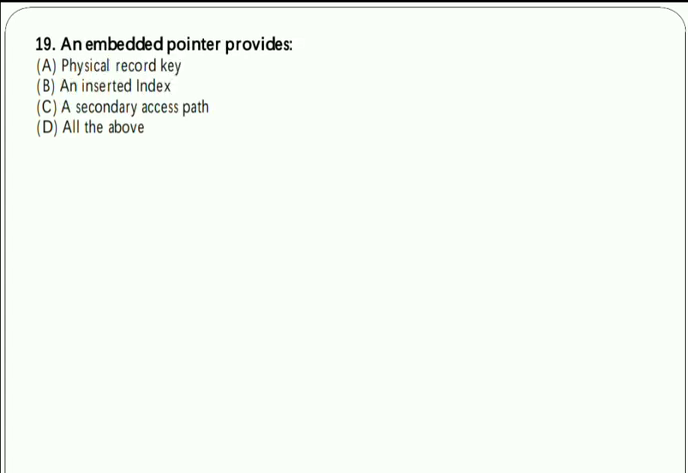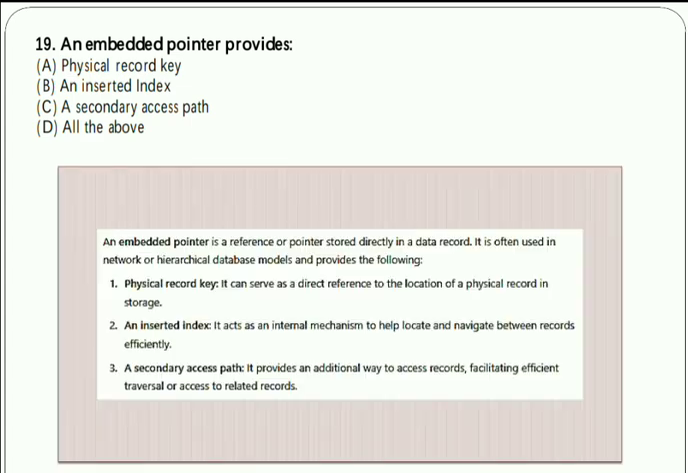An embedded pointer provides. So what is meant by an embedded pointer? An embedded pointer is a reference or pointer stored directly in a data record. It is often used in network or hierarchical database models and provides the physical record key, inserted index, and secondary access paths. So embedded pointer is a pointer set in a data record instead of a directory. So all these options will follow here. That's why the option is all of the above.